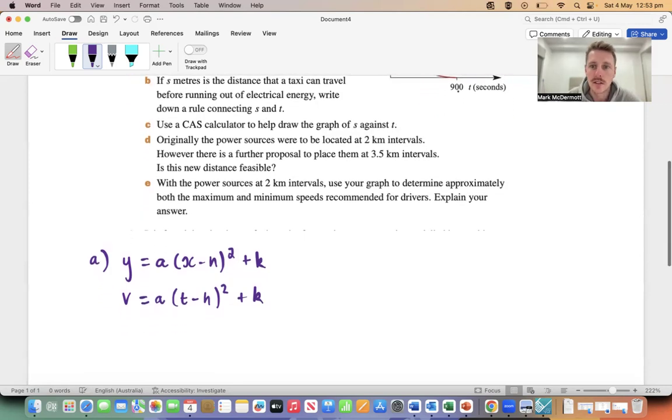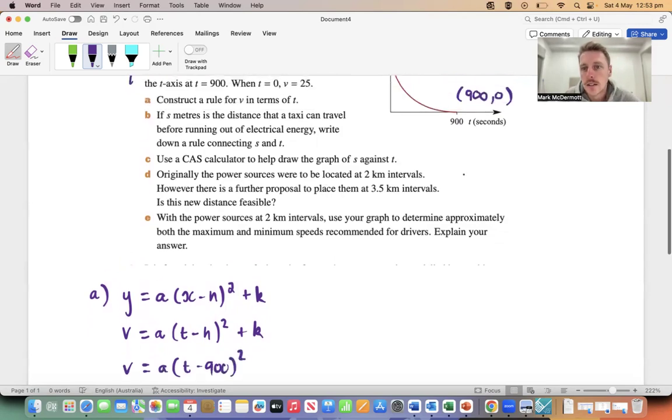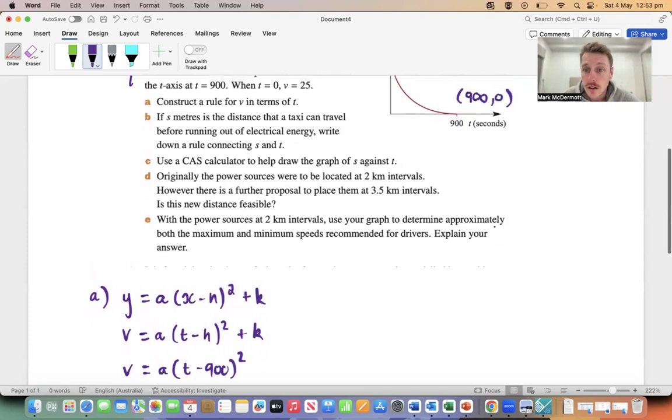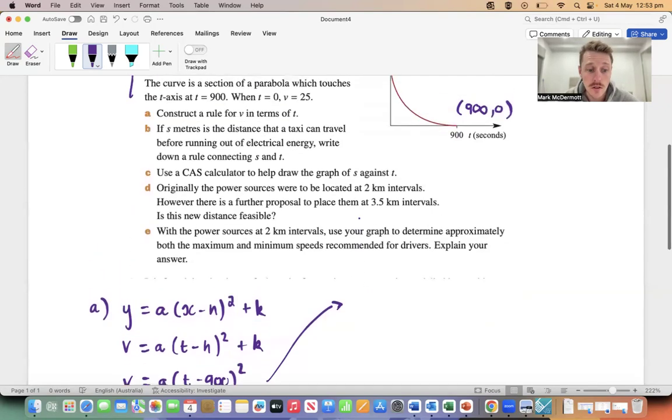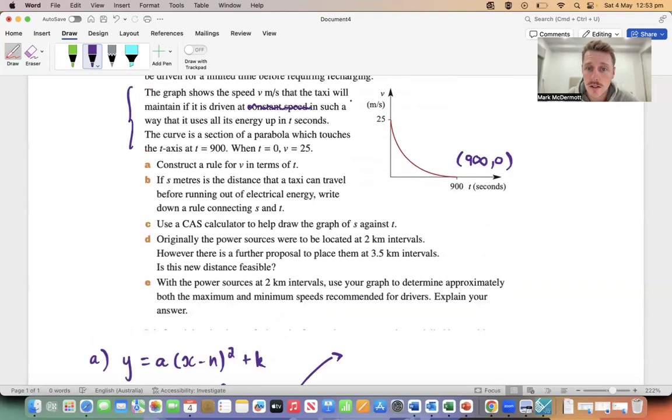So what we have is v equals a times t minus 900 squared, because it's been shifted 900 units to the right, and it hasn't been moved up or down at all. So we know that k is 0. If we come over here and finish things off, we can find a as well, because we can just sub in this coordinate here. We know that this coordinate is at 0, 25.